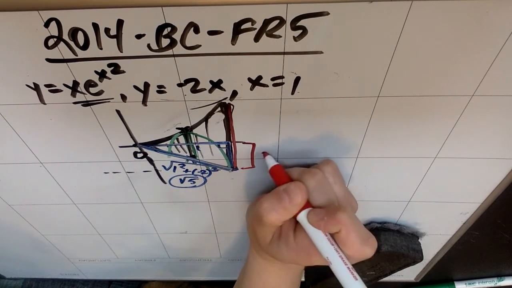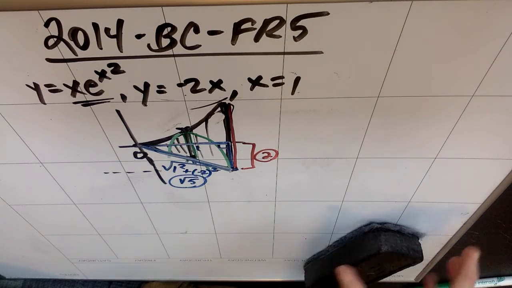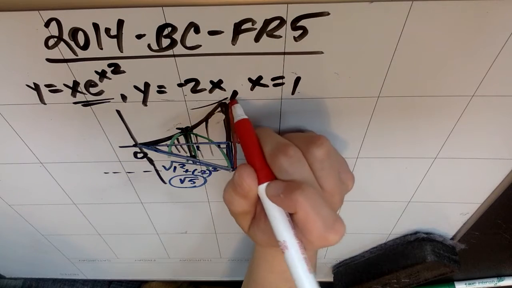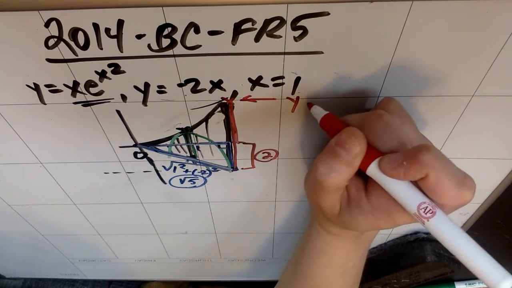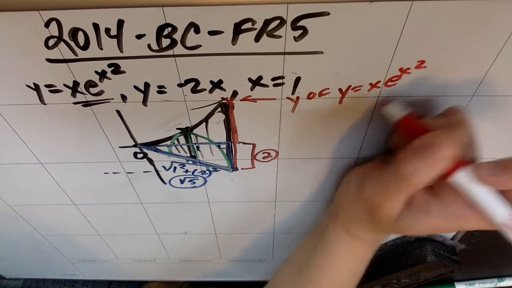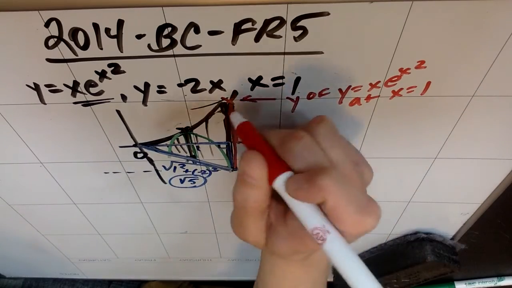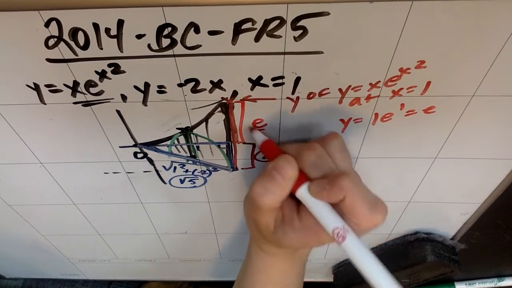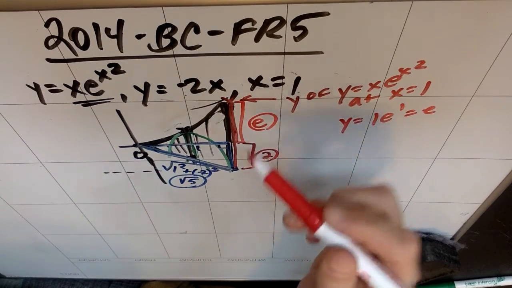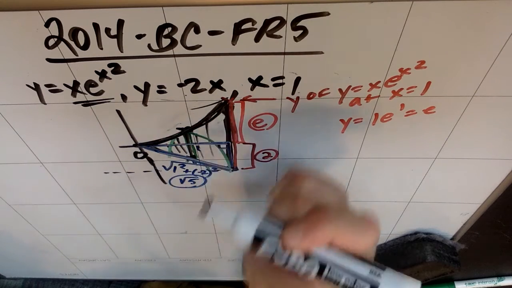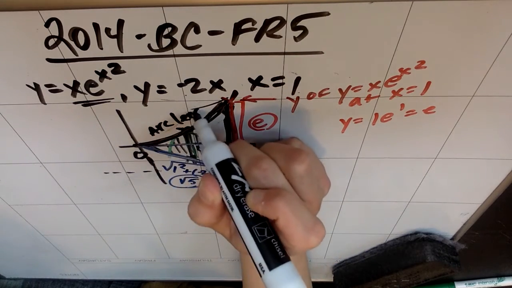I already know this part of this piece is a 2. It's technically a negative 2 in terms of position, but it's a 2 in terms of the length. And then I can find this piece, because this piece is literally just the y value of y equals x e to the x squared at x equals 1. Because this is the line where x is 1. So y equals 1 times e to the first. Oh, it's just an e. So this is e. So now I know this blue length is root 5. I know this length is e plus 2. So the only piece that I need to do the actual arc length formula for is this black chunk here. So I need the arc length formula for this.